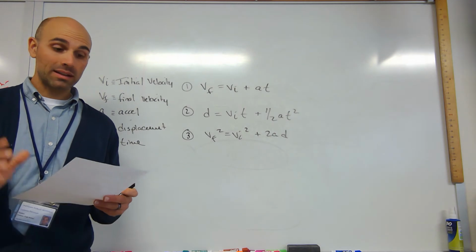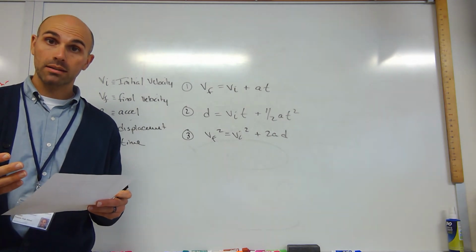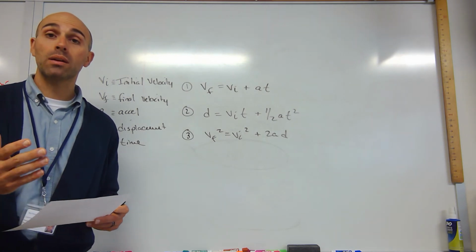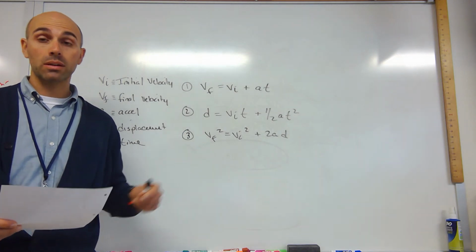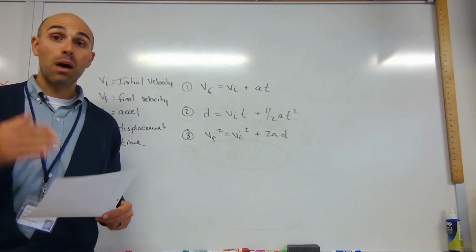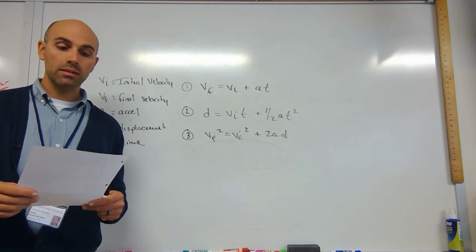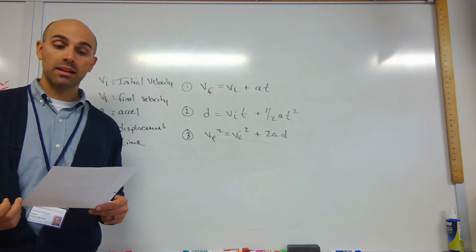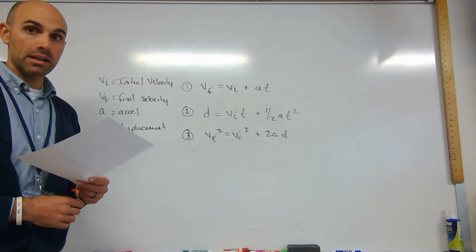So problem number 1 states, a certain car is capable of accelerating at a rate of 0.6 meters per second squared. So right away, if the car is accelerating, we're dealing with one of these 3 equations. How long does it take? How long? That's time. How long does it take for the car to go from a speed of 25 meters per second to 27 meters per second? All right.